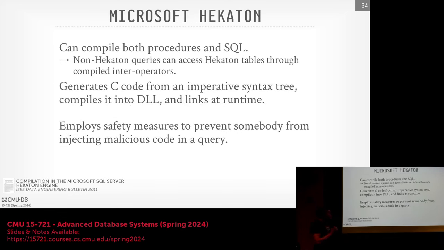Hekaton is not an OLAP system. It's a transactional engine. But this is what they were doing. They were compiling both the stored procedures and SQL, and they would compile it, I think, into C code, which they would then link in with the CLR, which is Microsoft's version of the JVM. And as I said before, in this case they do have a bunch of checks to make sure that somebody doesn't try to do buffer overflow stuff in the generated C code. I don't know if other systems actually do this or not.